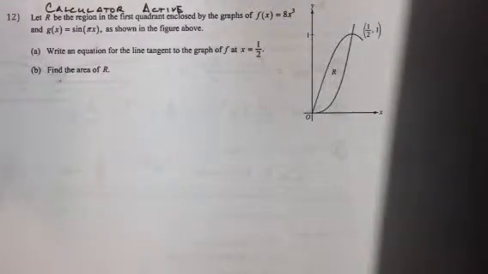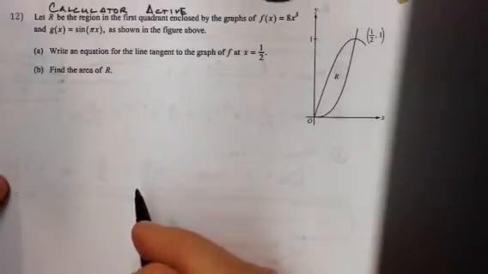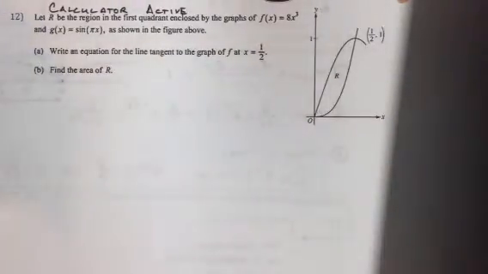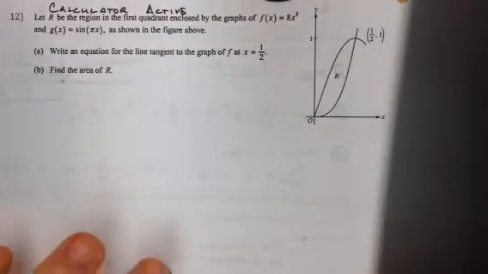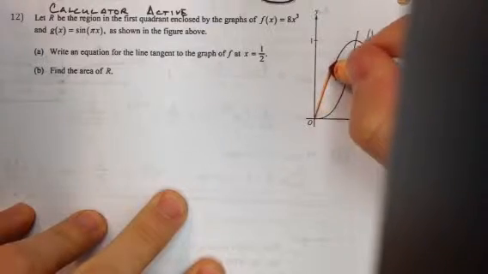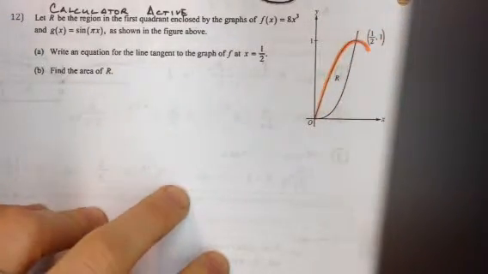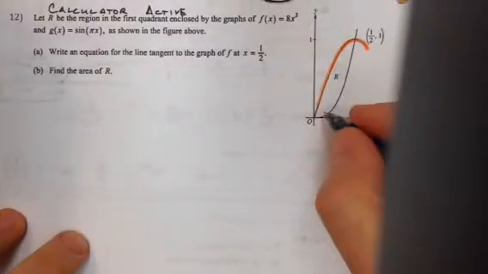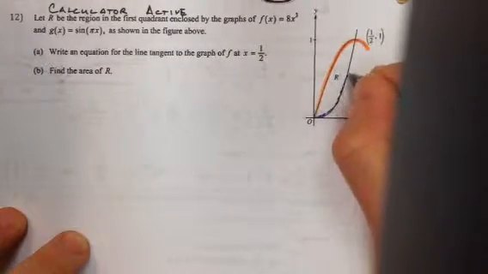The last problem on the review for Performance 8 is calculator active. We have this region R where there's two curves, and one of them is the sine of pi x. You can tell that this right here looks like the beginning of a sine curve, so that's our sine of pi x. And then the other one is a cubic function, which is right here.